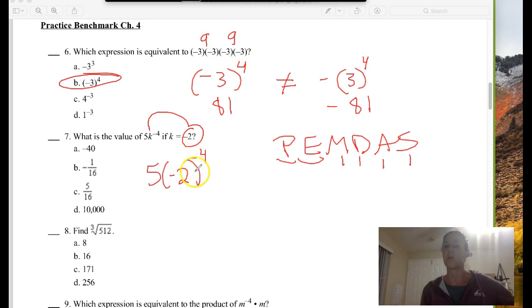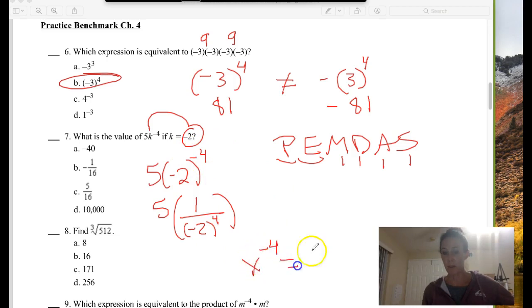So what I'm going to do is I'm going to put this on the denominator. This is going to be 5 times, let's change this to the denominator. This will be 1 over negative 2 to the 4th power. Now I have a positive exponent. By taking this to the denominator, I've made this positive. Remember, x to the negative 4th power is just 1 over x to the positive 4th power. Okay, and that's how I can get rid of that negative exponent.